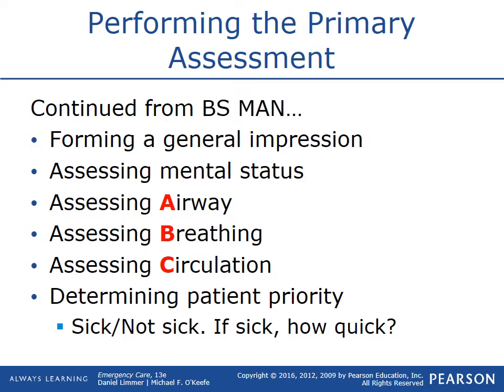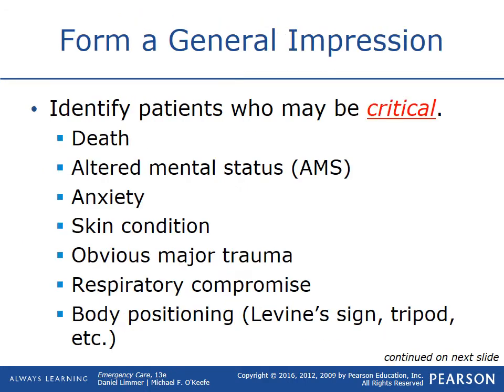When you do that general impression and ABCs, if they seem pretty stable and everything else checks out okay, that means you don't really have to express much urgency. But if you've checked all those and there's major compromise of the airway or circulation, or they have an altered mental status, that means they're sick, you need to go quick. As you gain experience, you'll be able to deem that patient critical a lot of times just from that general impression.